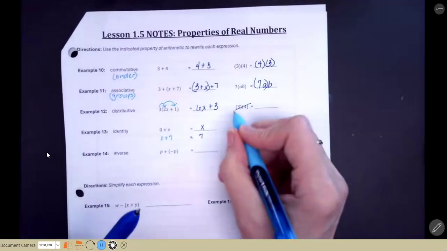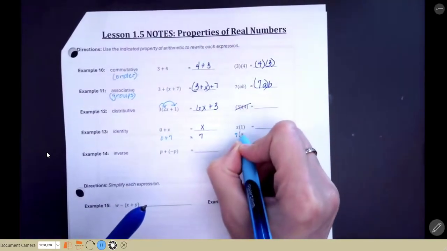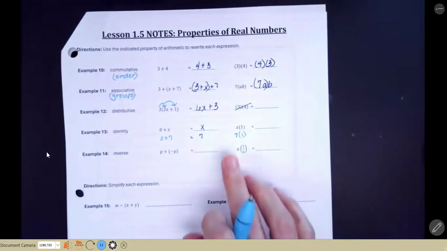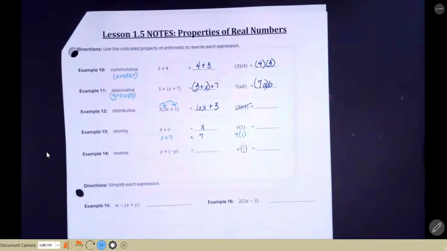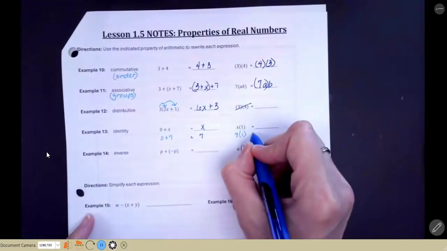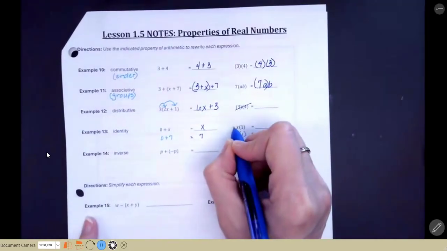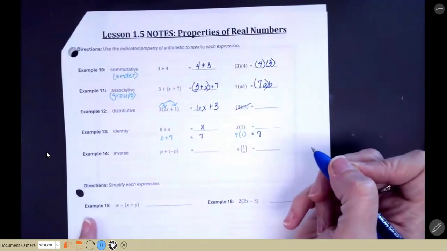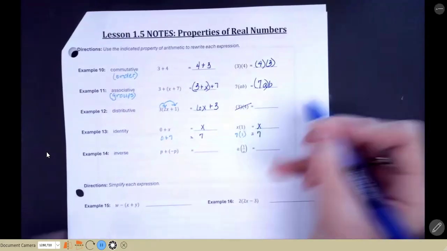Over here, let's imagine that x is 7. So if I multiply 7 times 1, this is the identity property, I'm going to get 7. If I multiply x times 1, I'm going to get x, or 1x.